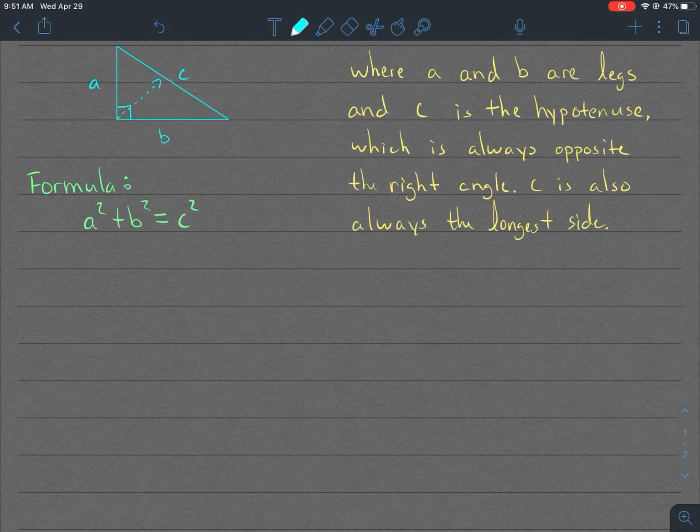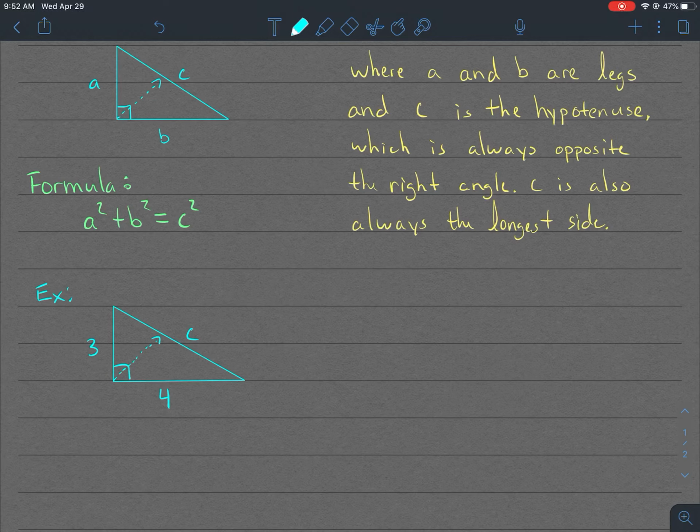So let's say I had a right triangle that looks something like this. Let's say that this was 3, this is 4. And what would that mean that the longest side over here would be? Well, we don't know what it is, and we're going to label it C, because C is always the longest length, and it's always opposite the 90-degree angle. So use the formula, which is a squared plus b squared equals c squared.